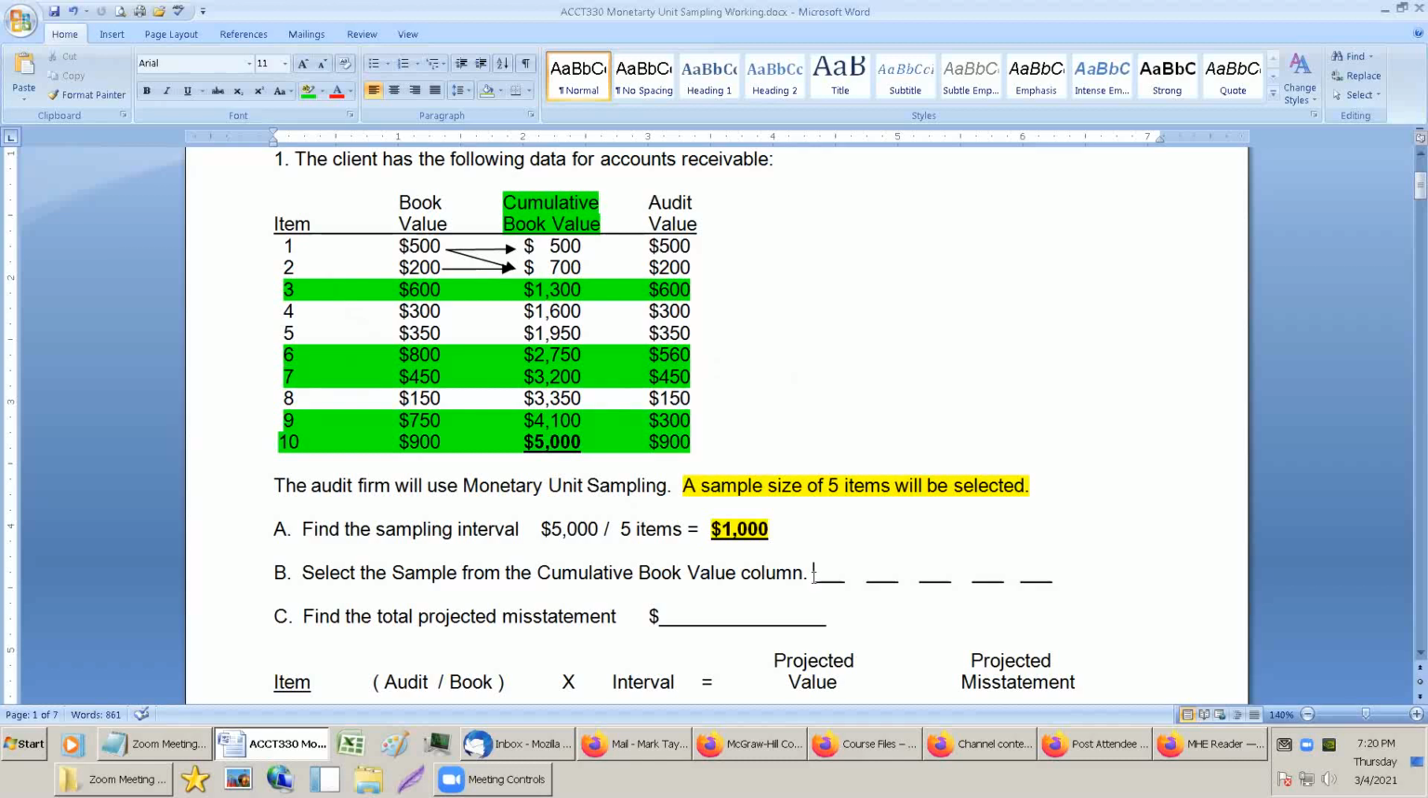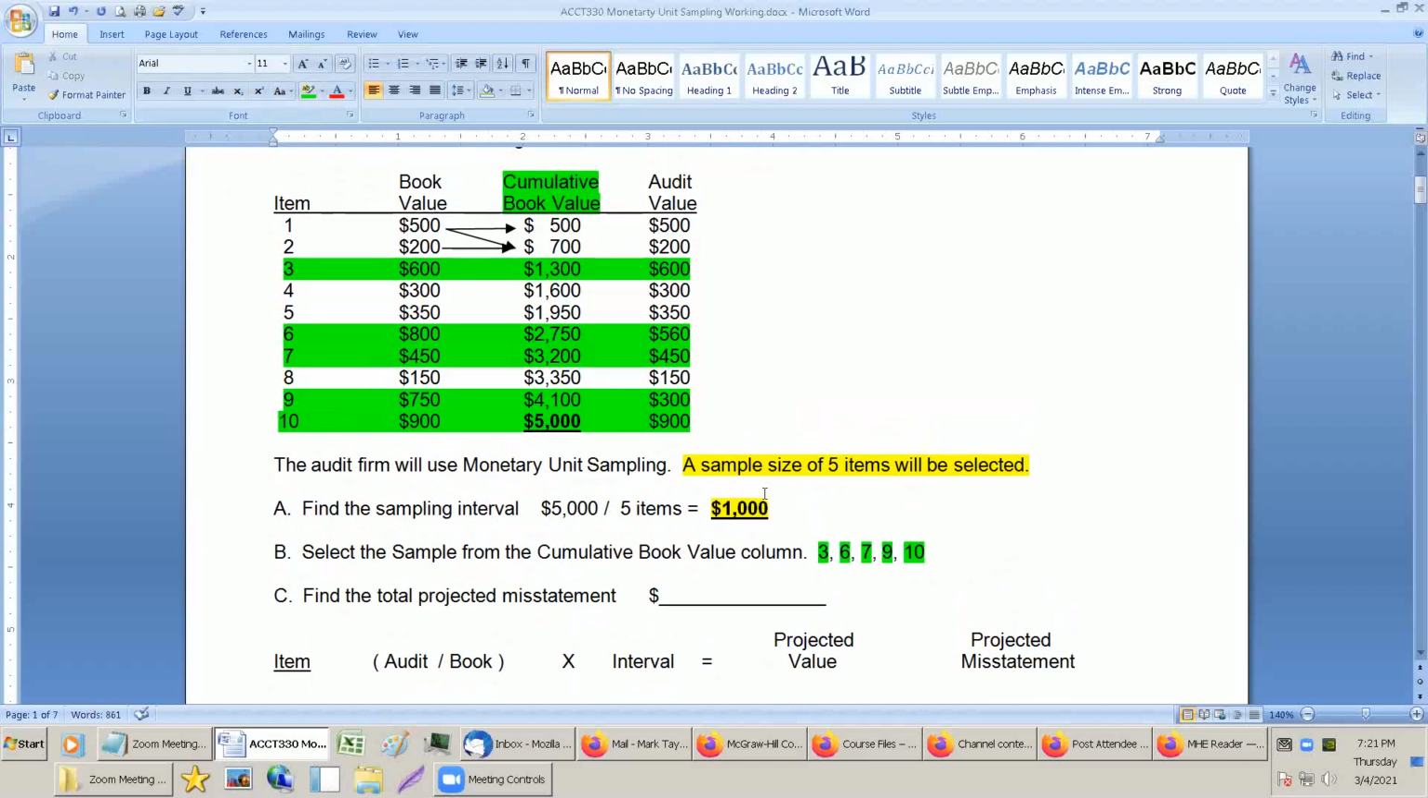Okay, so these are going to be the items that we are going to pick in our sample. So we're going to pick items 3, 6, 7, 9, and 10. So these are going to be the items that we pick. So whichever item crosses that interval, we're going to pick that item. So the interval in this case was 1,000. It could be anything. It could be whatever you come up with for however many items you have.